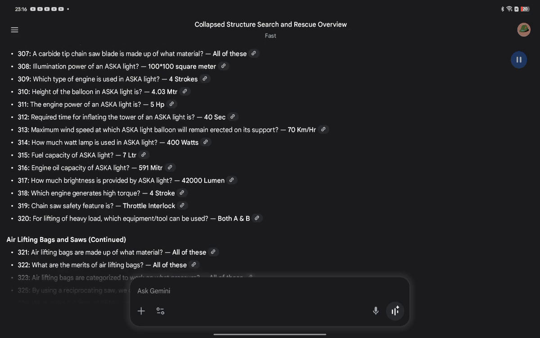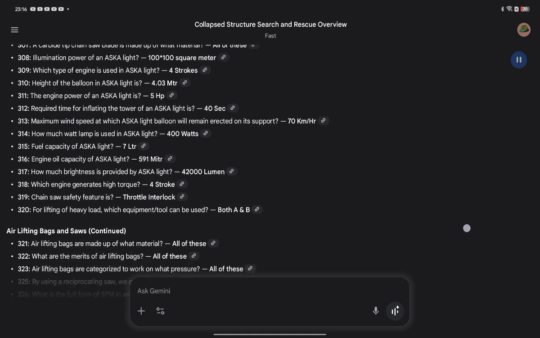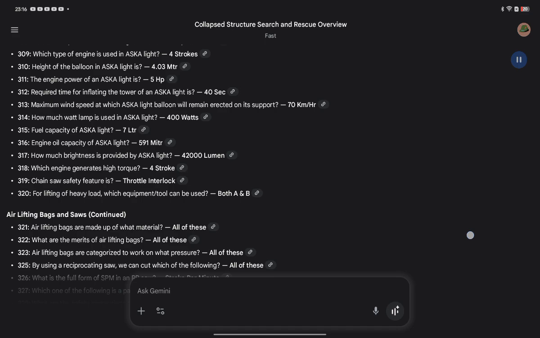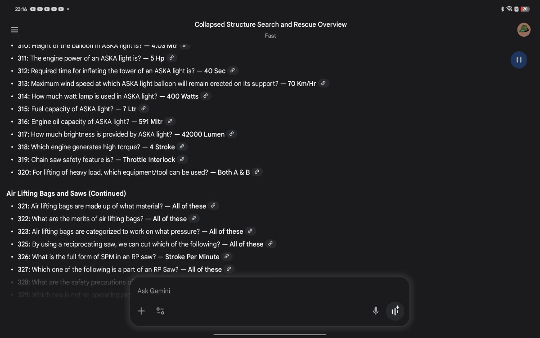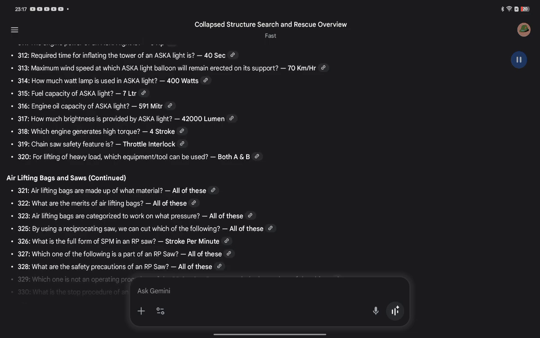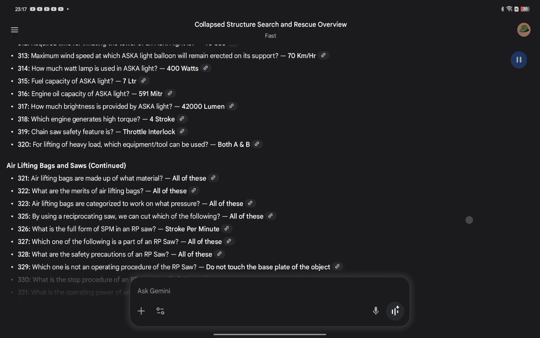All of these. 308. Illumination power of an Asker light? 100 square meter. 309. Which type of engine is used in Asker light? 4 strokes. 310. Height of the balloon in Asker light is 4.03 mtr. 311. The engine power of an Asker light is 5 HP. 312. Required time for inflating the tower of an Asker A light is 40 sec.